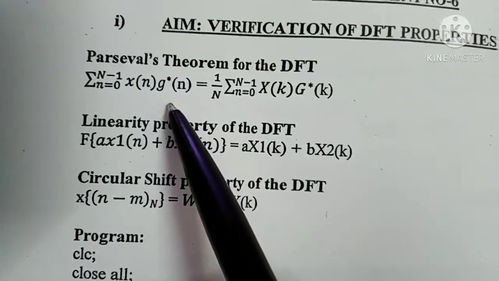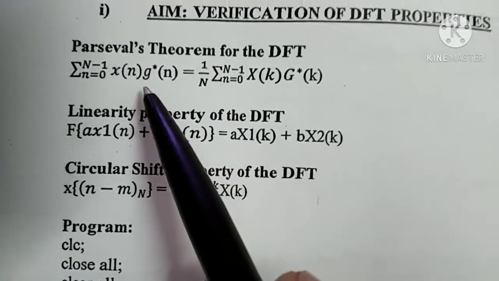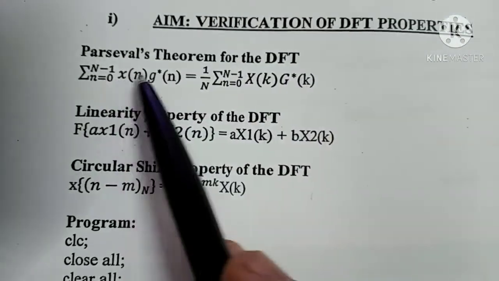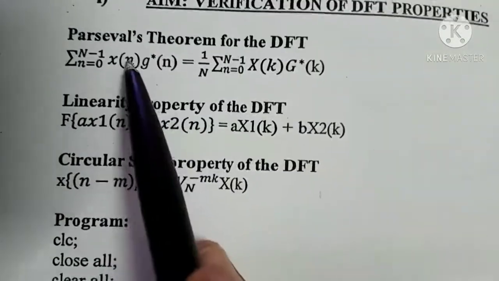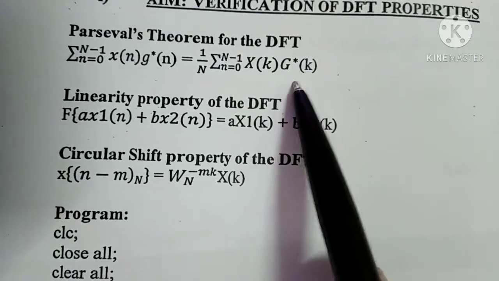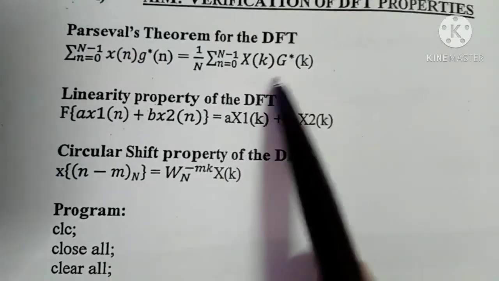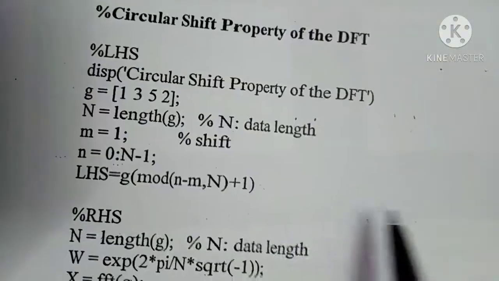Take the complex conjugate of g of n and x of n, and multiply them at each point. You will get the same answer if you take the DFT of x of n, which is X of k, and the DFT of g of n, which is G of k, then take the complex conjugate of G of k and multiply each point. You will get back the same value. That can be proved here.